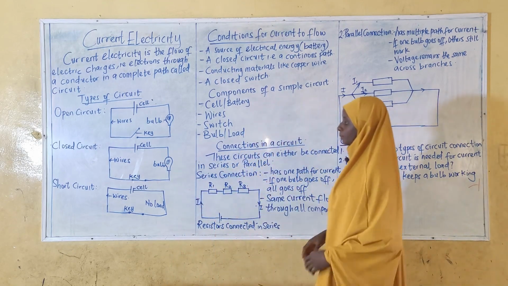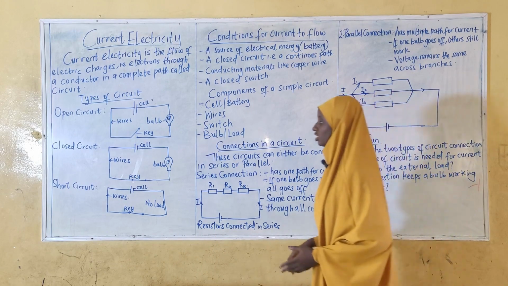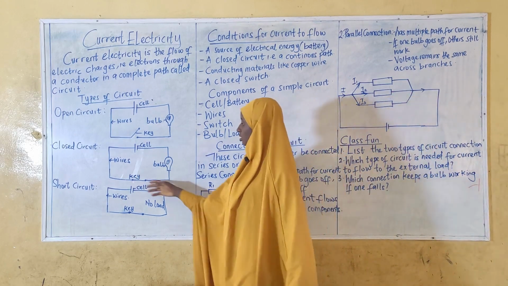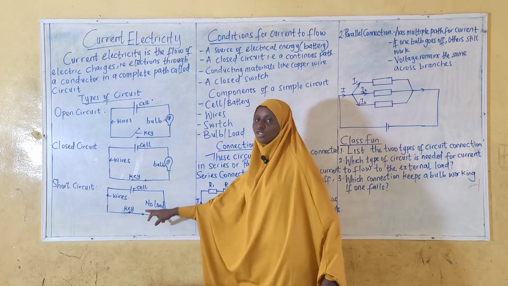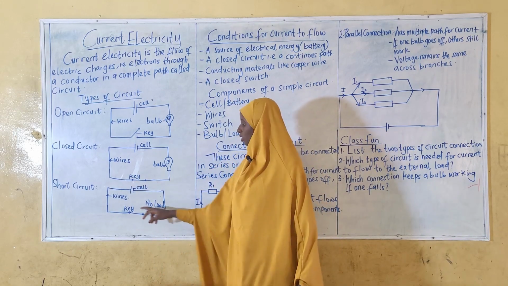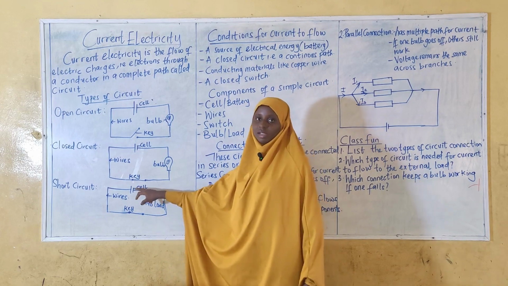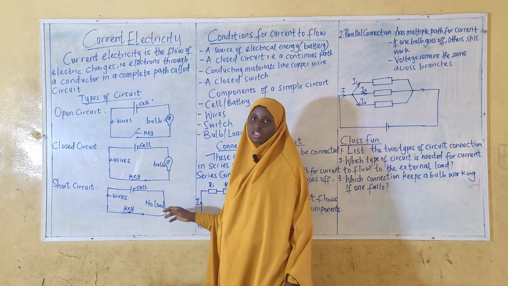Now, the last one is the short circuit. For this short circuit, you can see that it does not have a load. We still have our closed key, our cell, but it is without a load.